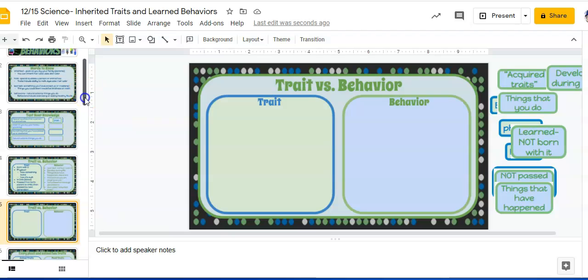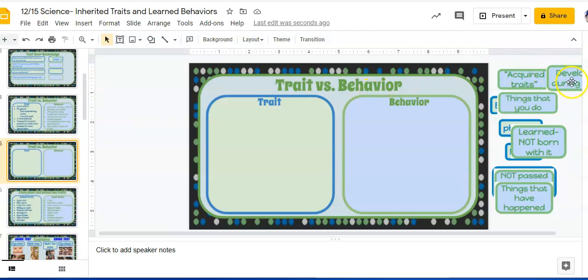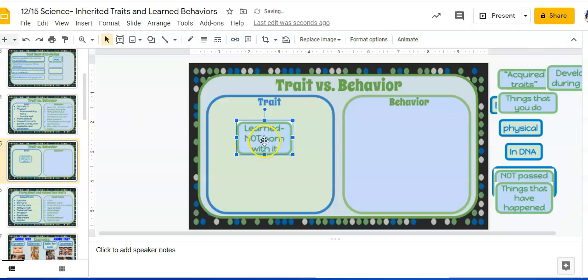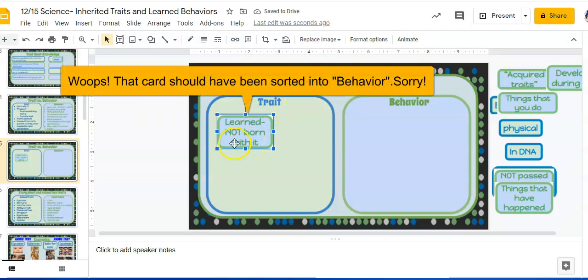Okay, in this slide, you might not see all the terms, but these can all be picked up and dragged over here and put into the correct box. And you're going to have to squeeze them all in here. And so you're going to look and find what things are traits, not born with it, and then what things are behaviors, things that you learned.